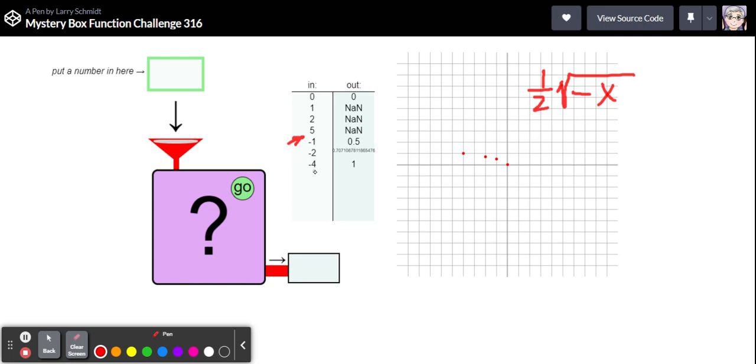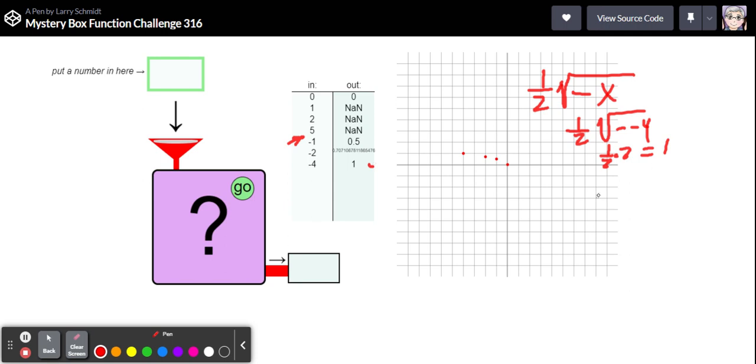Let's think about how that would work with negative 4. So we're going to have 1/2 times the square root of a negative 4. So negative 4 is a positive 4. That square root of positive 4 becomes 2. So we get 1/2 times 2. That equals 1. That's exactly what we get for negative 4.